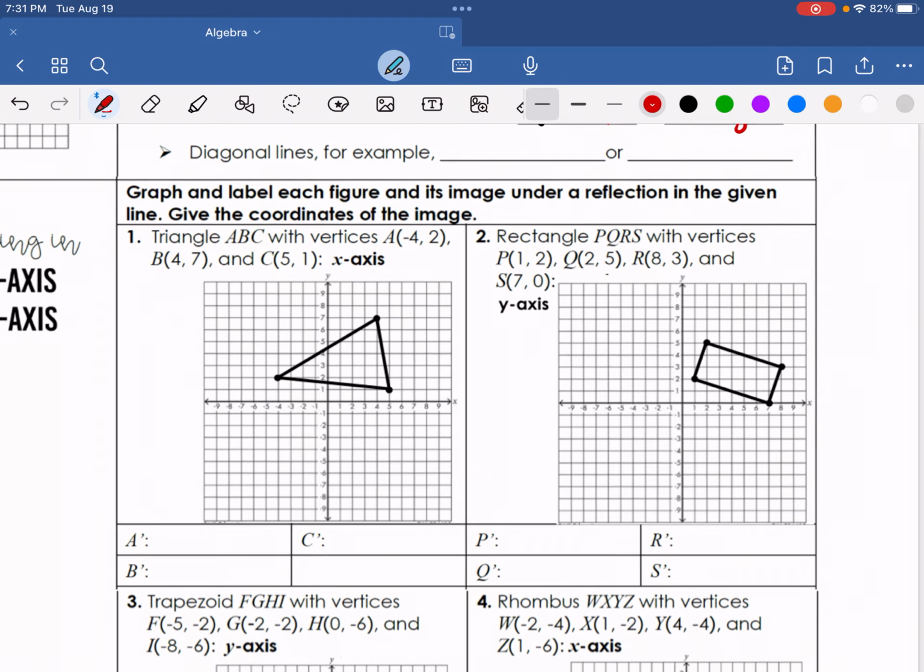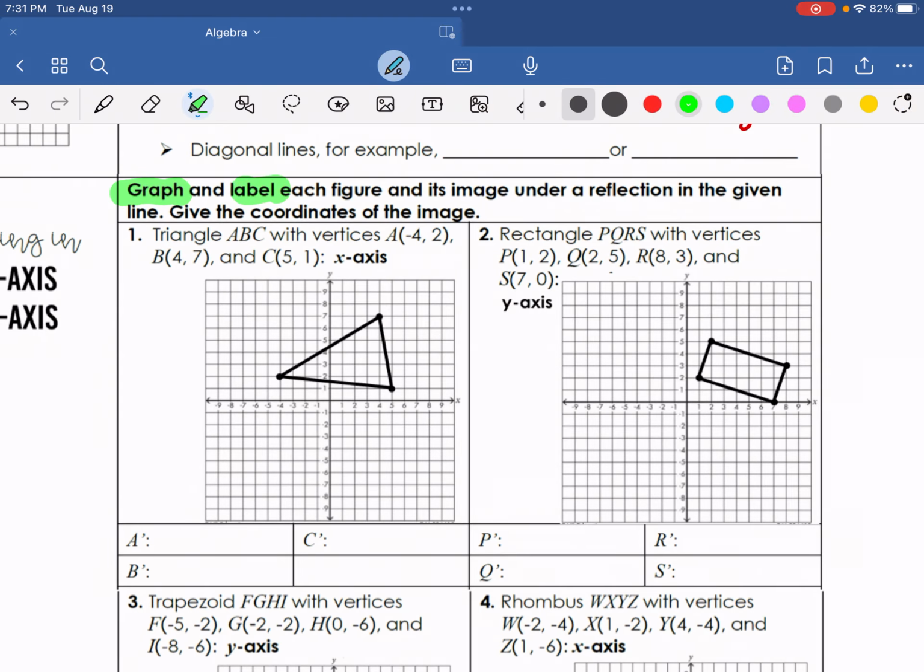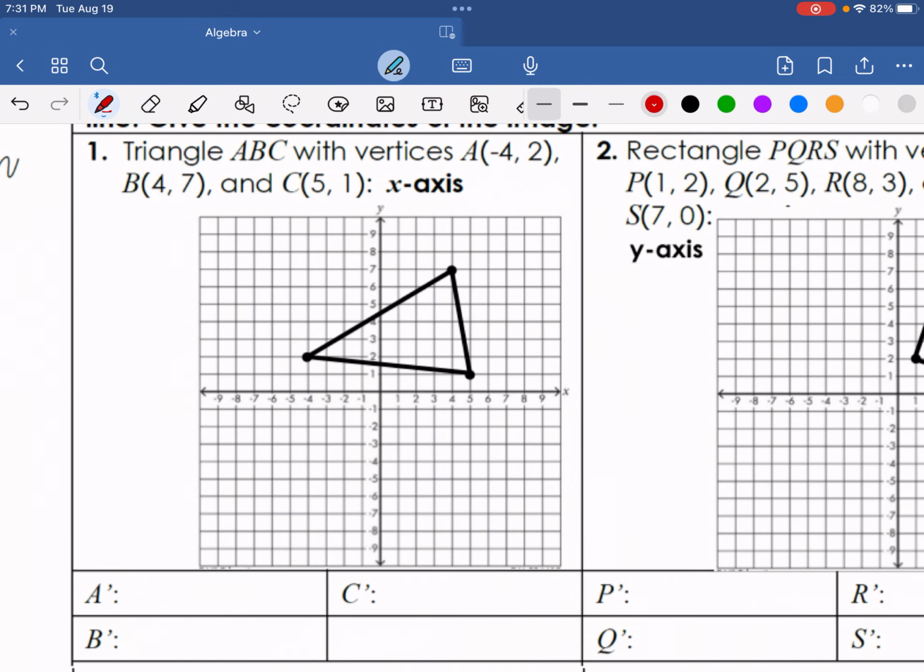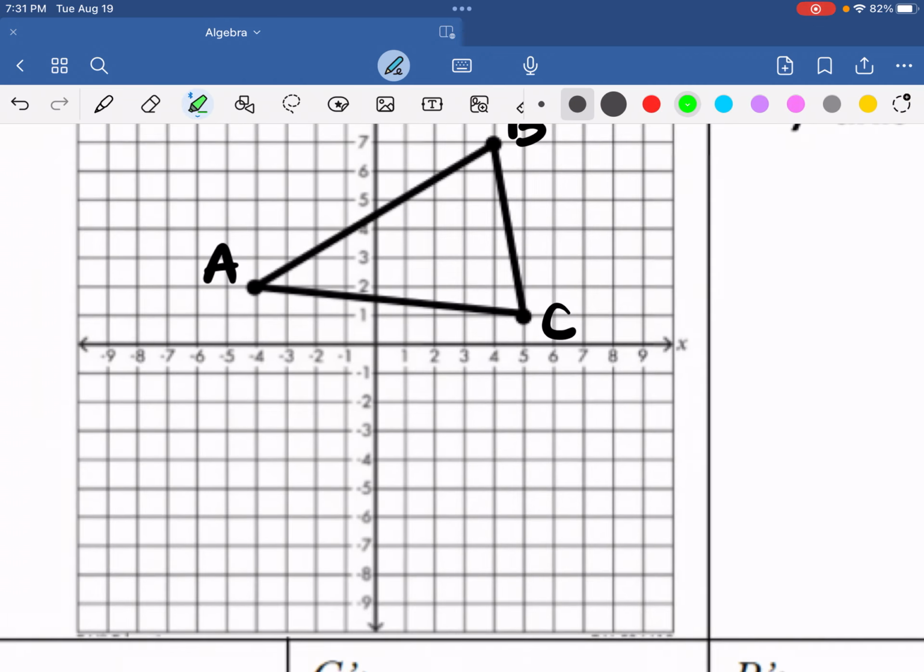All right, so for the directions, you are graphing and labeling each figure and its image. That means 2 triangles, the original and the new one, reflecting it over the line given and then writing the new coordinates. So make sure you do all parts of the direction. I did help you by drawing the shape at the beginning, the first one, but I didn't label it. So -4, 2 is A, B is 4, 7, and C. And we are reflecting it over the x-axis. If you do have a new marker, it helps.